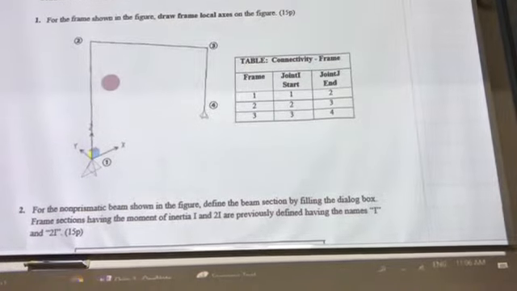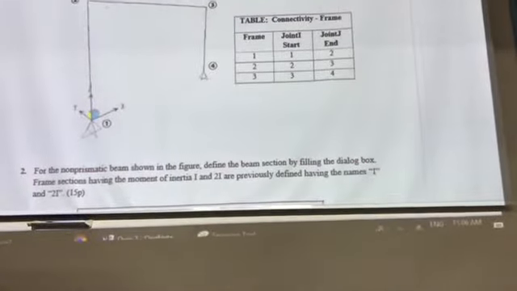For horizontal members, okay, let's wait some more. Some people are still coming.